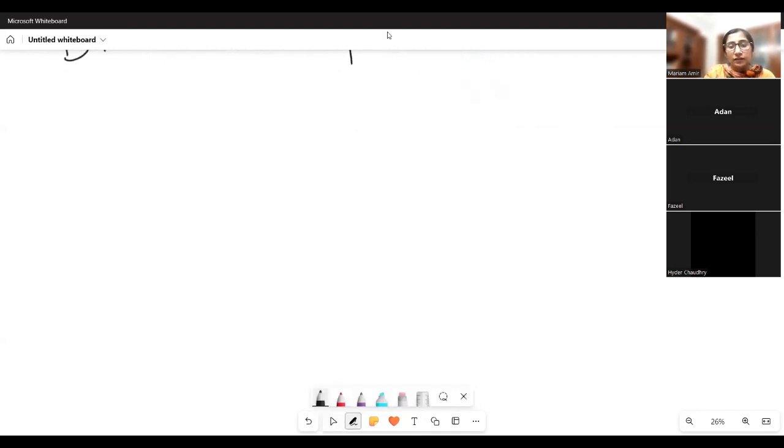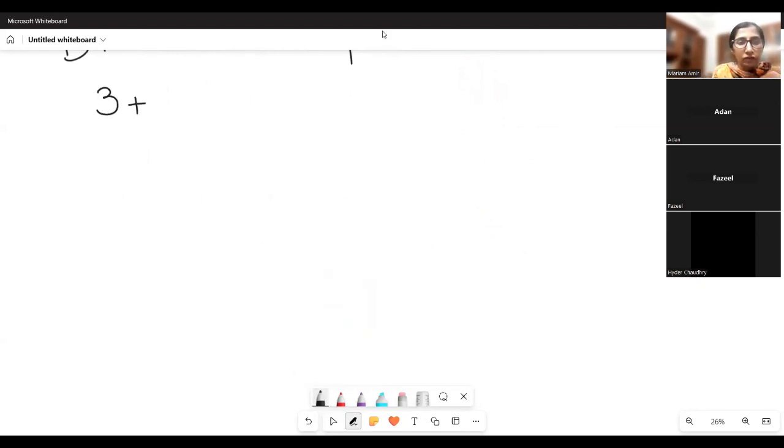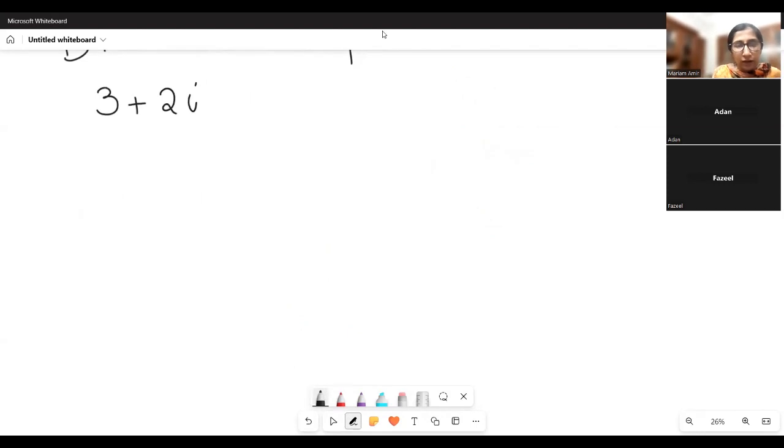Now this is slightly different. So if we have 3 plus 2 iota divided by, let's say, 1 plus iota. Now, how do you divide this? What you have to do is multiply and divide this fraction with the conjugate of the denominator.